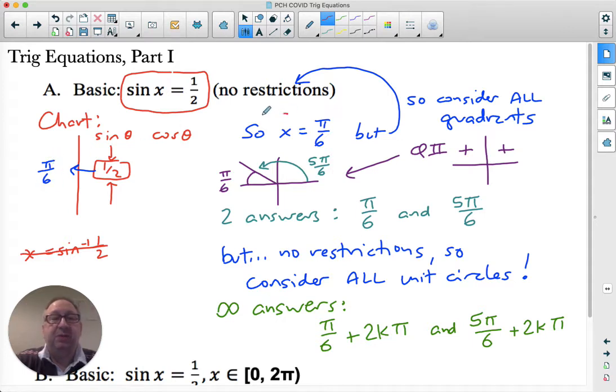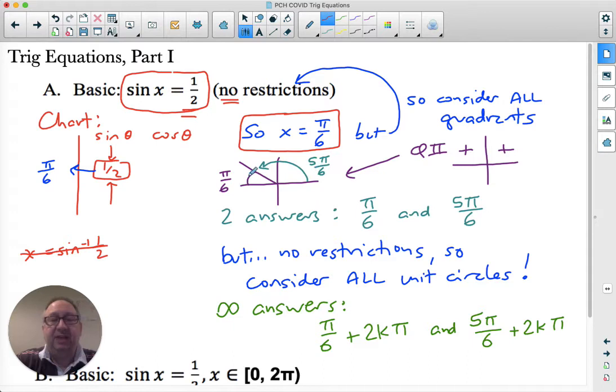So it seems like we would be done, that x is equal to pi over 6, but this is a no restrictions problem, and you won't see many of these, but you might, which means we have to do a number of things. First, we have to consider all the quadrants, not just quadrant 1. And if you think about sine, when is the sine positive? It's positive in quadrants 1 and 2. So we already have our quadrant 1 answer, that's pi over 6. We need our quadrant 2 answer.